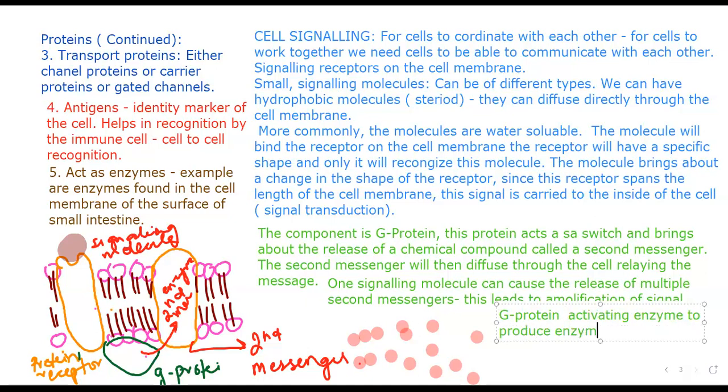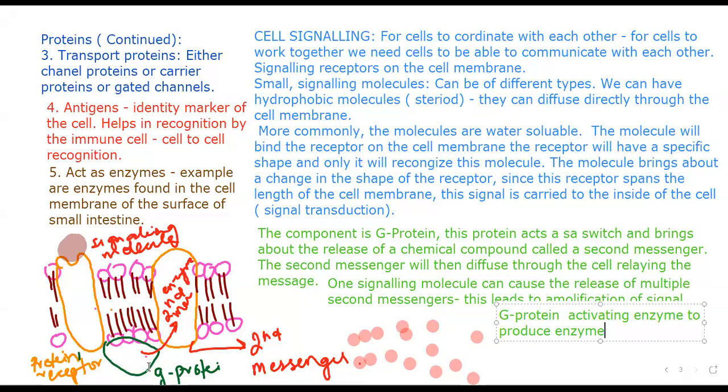Another way that it can work is that it can do other things as well. I told you just one mechanism. We have different mechanisms. G protein is just one type. We can have cyclic AMPs. We can have different molecules.